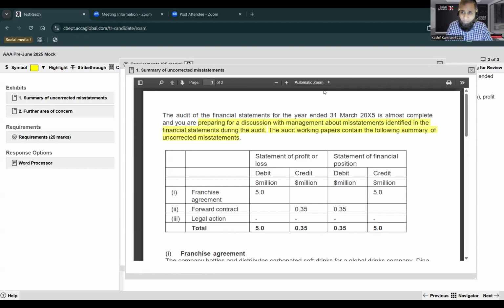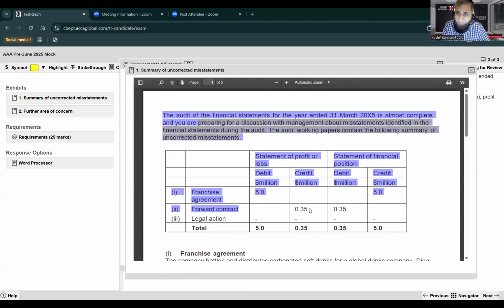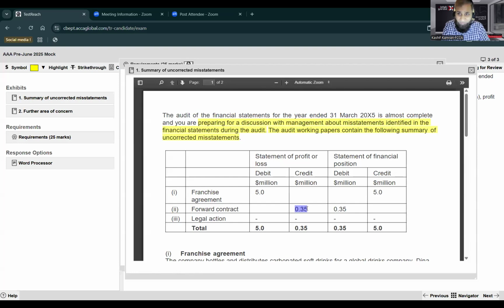Now, if we go quickly, look at misstatement number 1. How much is the value of misstatement 1? 5 million. And what was the materiality level for us? 2.2 million. So is misstatement 1 above the materiality threshold of 2.2 million? Hence, it's material. Look at misstatement number 2, 0.35 million. Is 0.35 million greater than 2.2 million? No. So is it material? No, it's immaterial. So misstatement number 1 is material because it exceeds the $2.2 million.